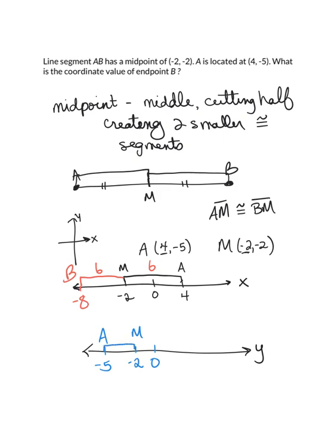Okay, well, from A to my midpoint, that's 3 units. So that means from my midpoint to endpoint B must also be 3 units. And 3 units from -2 is +1. And so that would be the y value for coordinate B. So that's how we get (-8, 1) as my coordinate for point B.